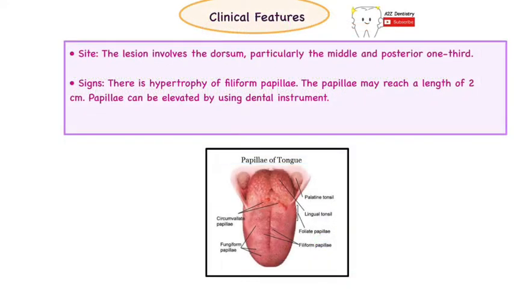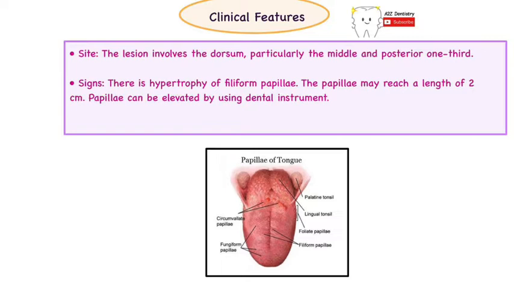Now let's move on to the clinical features of hairy tongue. So the first point here is the site. Now this lesion particularly involves the dorsum of the tongue, right? And within the dorsum of the tongue, it is particularly seen in the middle region or the posterior one third of the tongue. Now within these two, the posterior one third of the tongue is the most severely affected site, right, within this lesion.